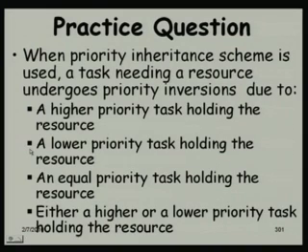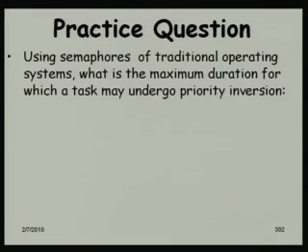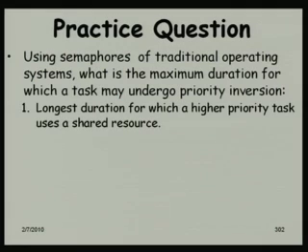So, now let us see what are the improvements that were proposed to the basic inheritance scheme to make it more usable, because deadlocks and chain blocking are there. Okay, I think there is one more question.